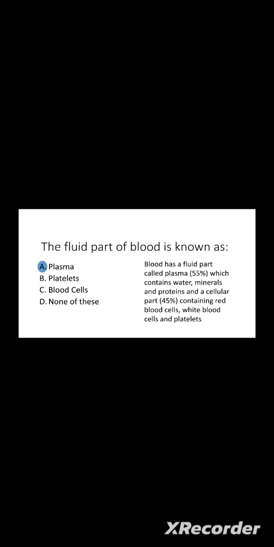Wilhelm Conrad Roentgen conducted a series of experiments for about 6 weeks and first ever reported the discovery of X-rays in December 1895. The third question was, the fluid part of blood is known as plasma, platelets, blood cells, none of these. And the correct answer is plasma.